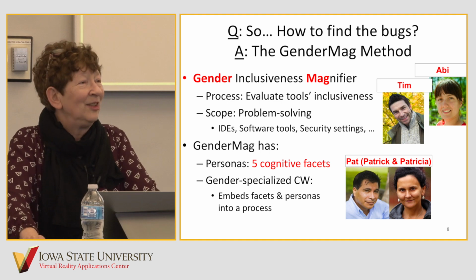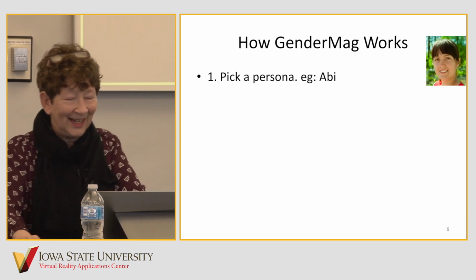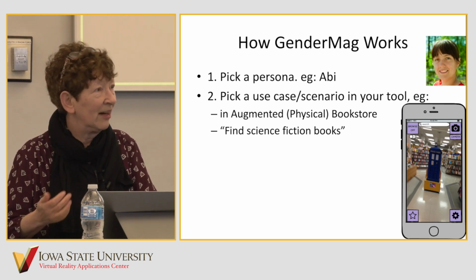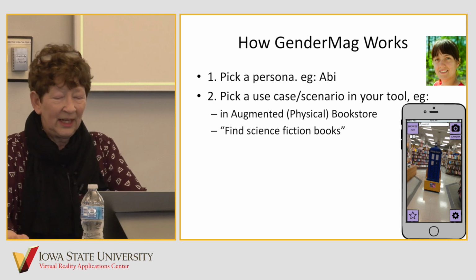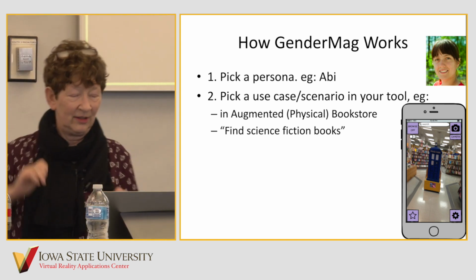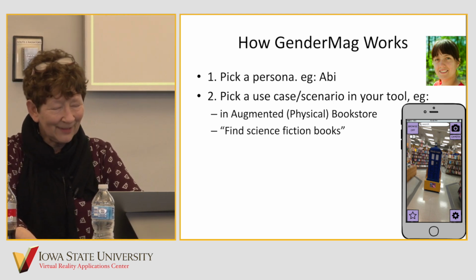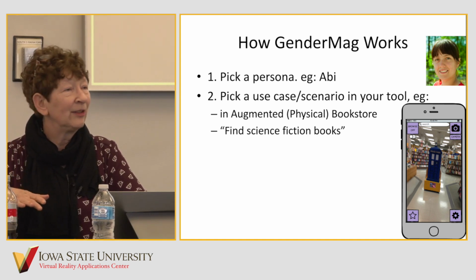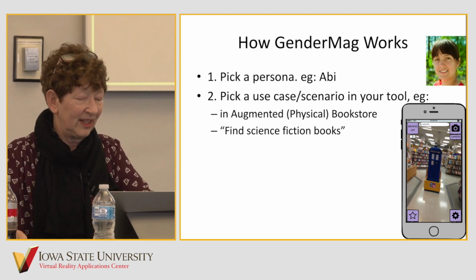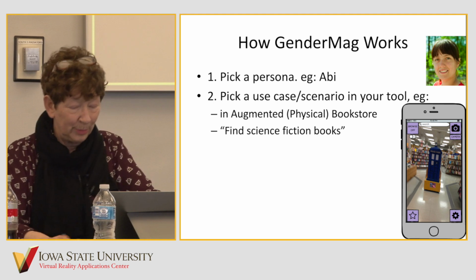So here's how it works. You start by picking one of the personas that we have. So I pick Abby, done. Then you have some software that you're trying to evaluate, and you come up with a use case or a scenario that you'd like to walk through. So here's some software that some of my students built. These were baby students, not big students, and I just want to say that because you're going to see it's not perfect. This was like a Google map for inside a physical bookstore. It's a way to work your way through this physical bookstore. The scenario that the student developers chose was find science fiction books. So Abby wants to find science fiction books in this bookstore.